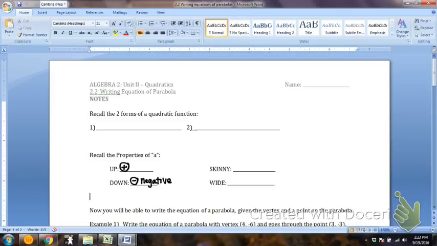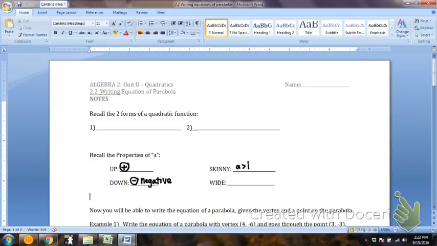And then ones that we haven't talked about are whether or not our parabola is going to be wide or skinny. Narrow is another word you could use there. Previously, I've just said, hey, open the parabola as you see fit. We haven't really talked about skinny or wide, but we're going to talk about that a little bit in today's lesson. We know that a parabola is skinny if the A value is greater than 1.